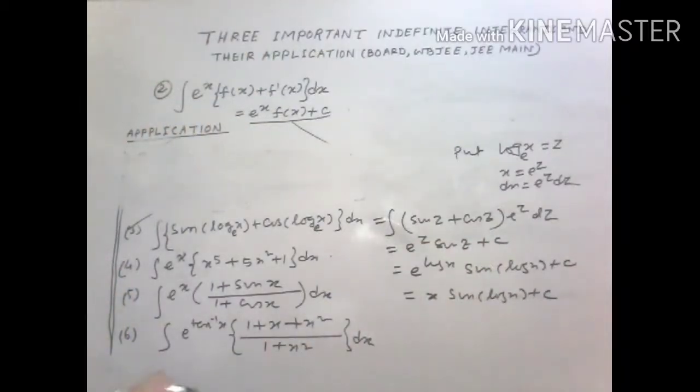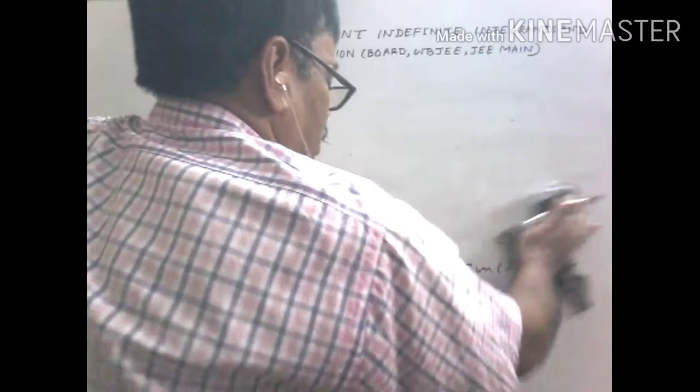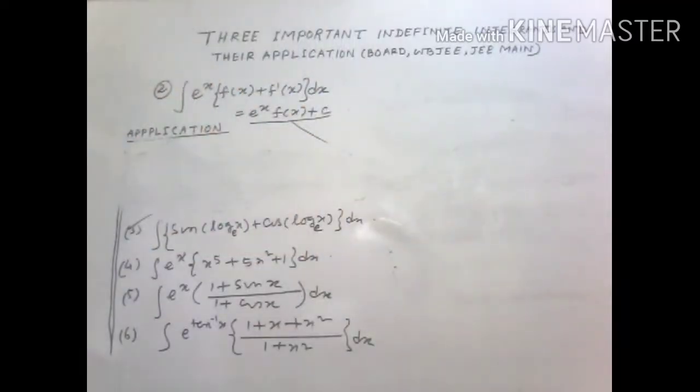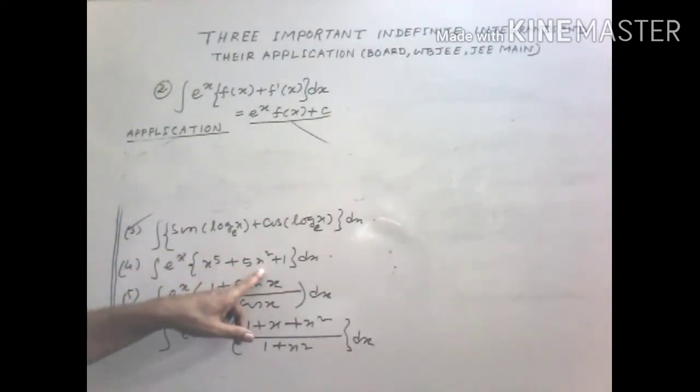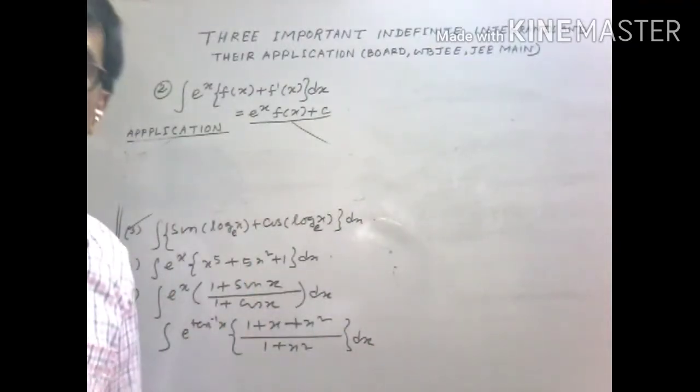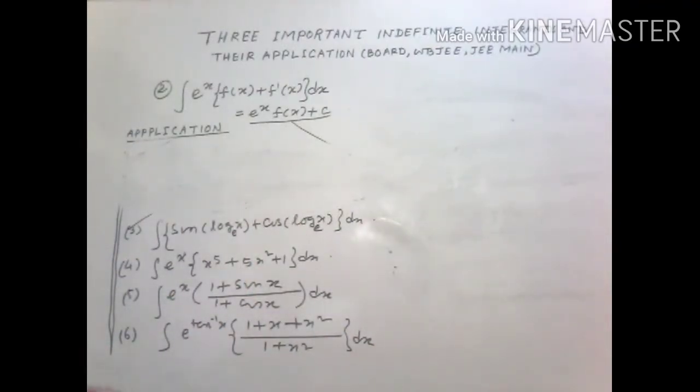Now 4 and 5. Look, this is your home task. Look, 4. Derivative of x to the power 5 is 5x to the power 4. So we write it as a sum: e to the power x, x to the power 5 plus 5x square, plus e to the power x separate. Now this is your home task.